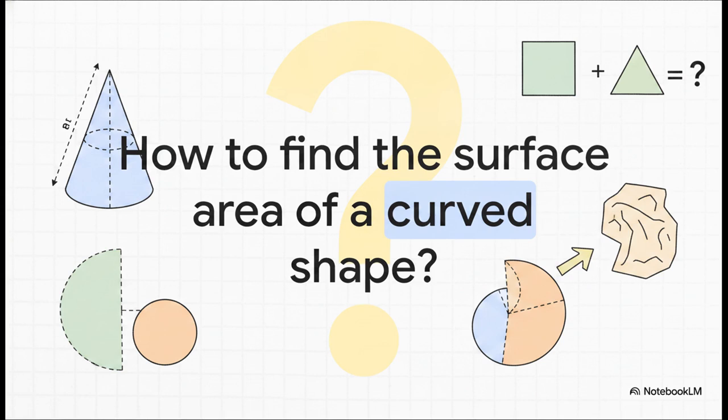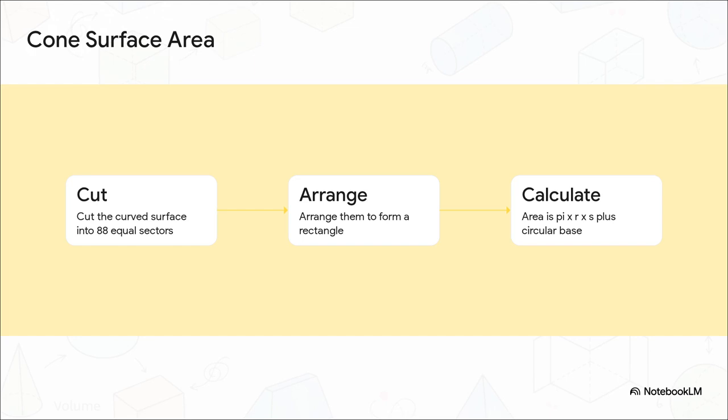But hold on a second. Adding up flat squares and triangles, that's easy enough. What happens when the shape doesn't have flat, straight lines? Like, how do we find the surface area of a curved shape, like a cone? Think about that for a second. You can't just unfold a curved surface into a neat, simple square, right? Or can you? This right here brilliantly illustrates the absolute magic of geometry.